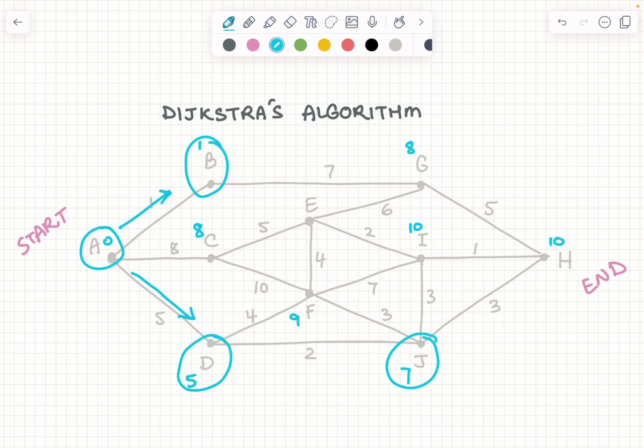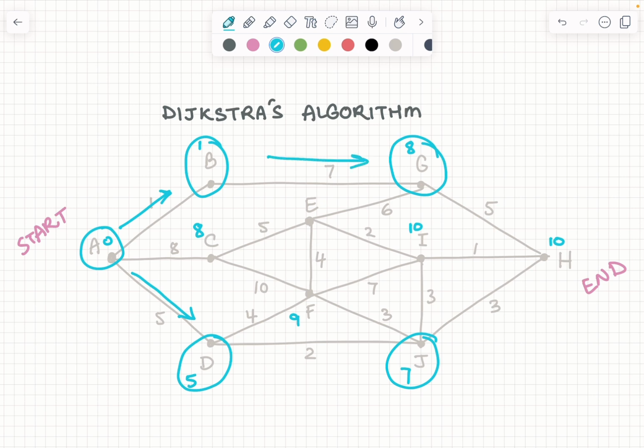Now we can't assume that 10 is the lowest or the shortest way to get to H, so we're going to continue until we finish this properly. So let's look at all the uncircled values, and we really have to choose the lowest one. So maybe we'll choose that top one, G. 8 is the lowest, so let's circle that. How did we get there? We came from B, 1 plus 7.